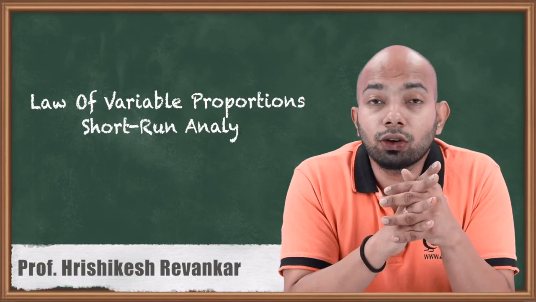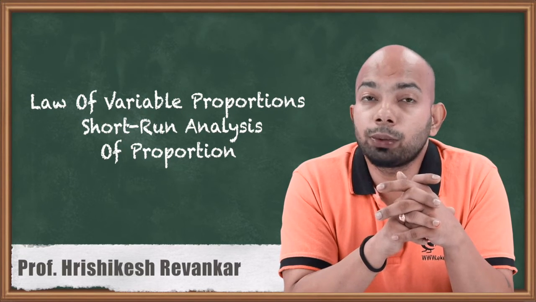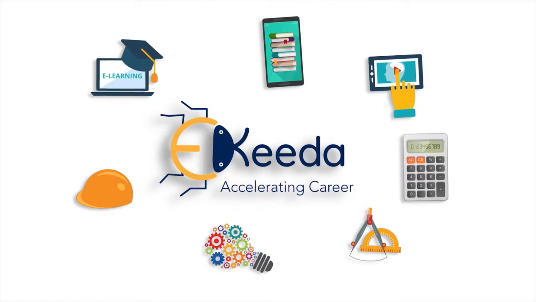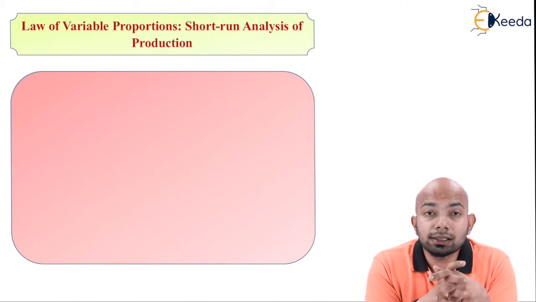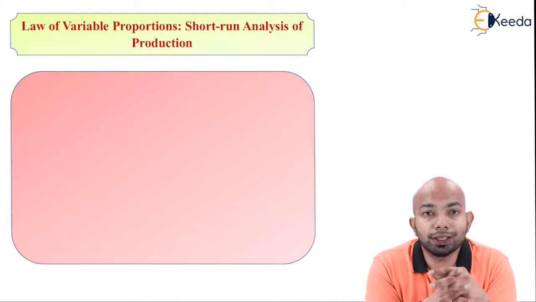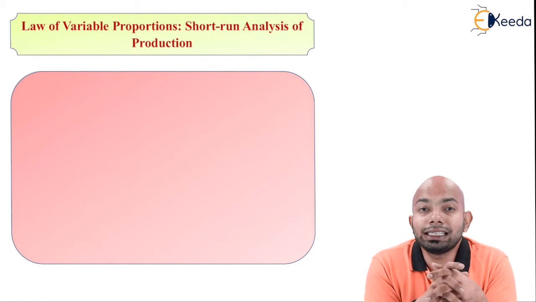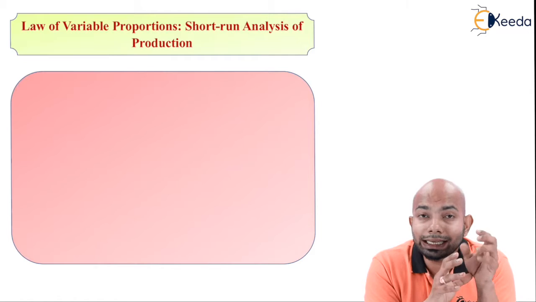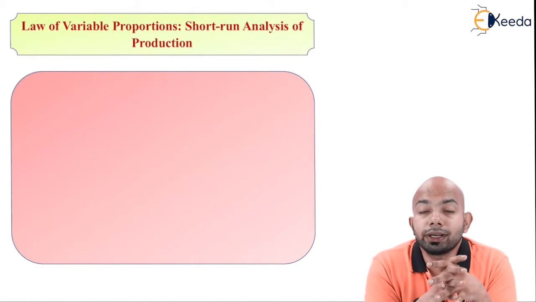Hello friends, we'll be discussing the concept of the law of variable proportion, whereby we'll be discussing the short-run analysis of production. We'll be talking about a small concept known as the law of variable proportion. The terms variable and proportion relate to variable factors and the proportion that has to be taken into consideration. This is what we'll be discussing right now.